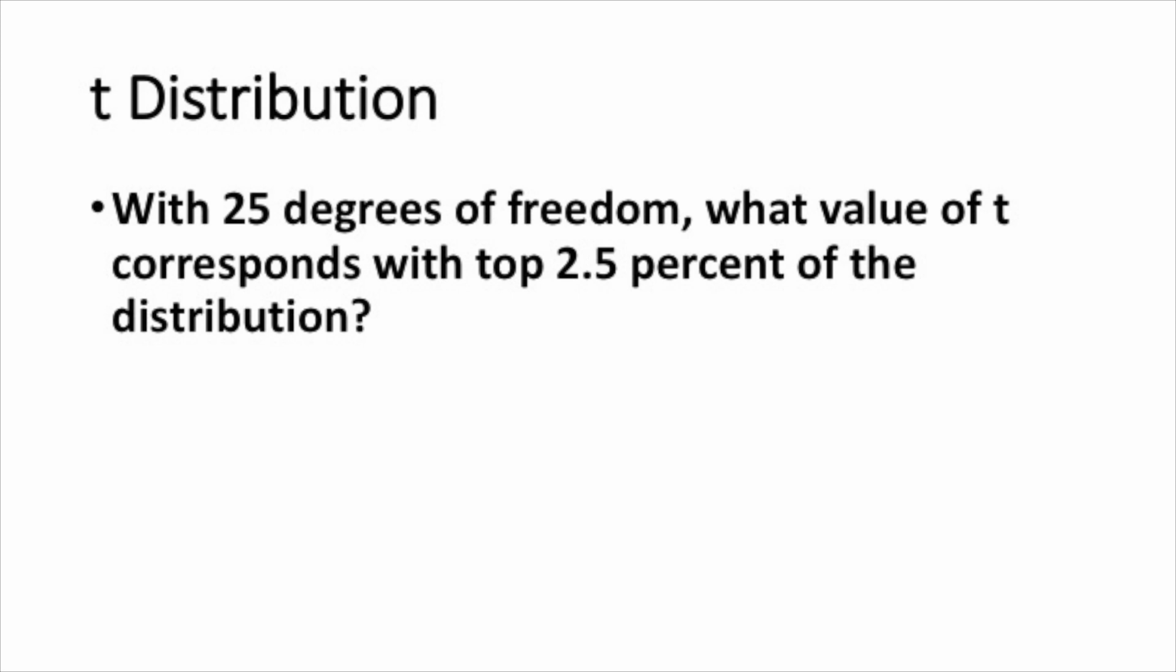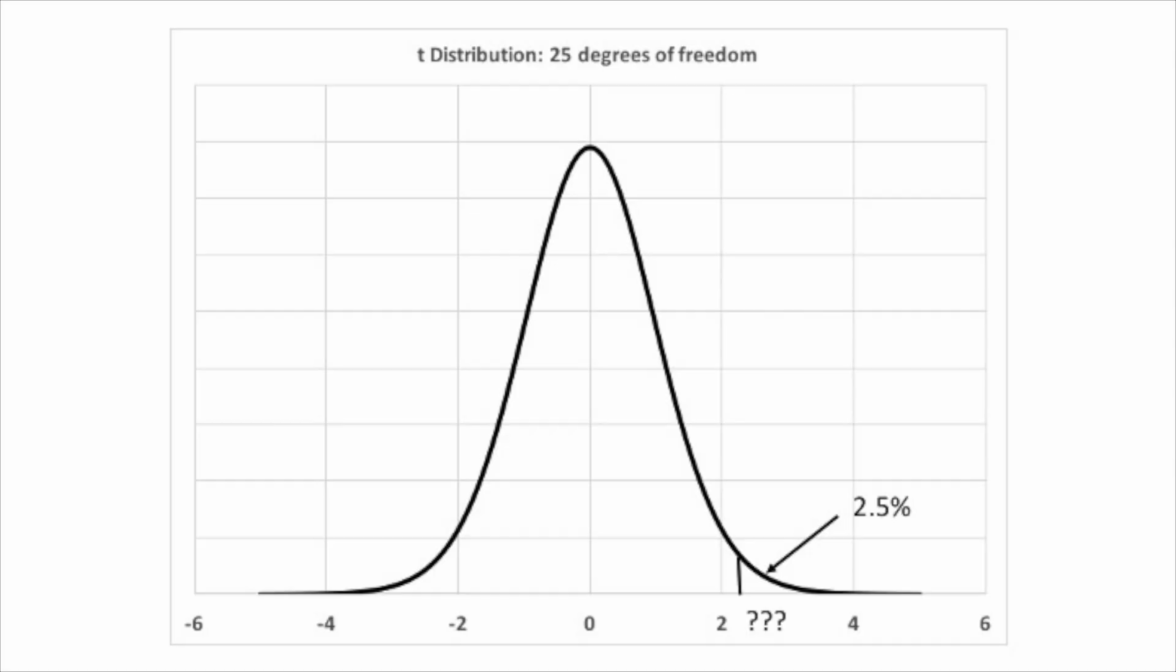Suppose you have 25 degrees of freedom. What value of t corresponds with the top 2.5% of the distribution? It's always useful to draw out the distribution first. So here's a t-distribution with 25 degrees of freedom. We don't know the exact point that corresponds with 2.5% of the distribution, so I just put a line where I think that might look, and I write 2.5%. But of course, under the line, I put question marks because I don't know yet the value of t that corresponds with that top 2.5% of the curve.